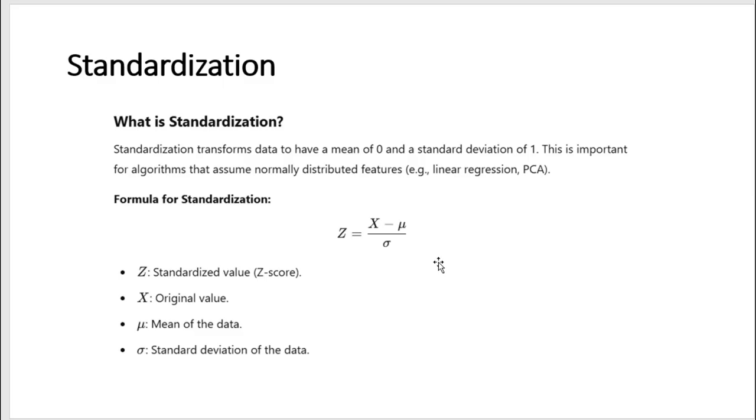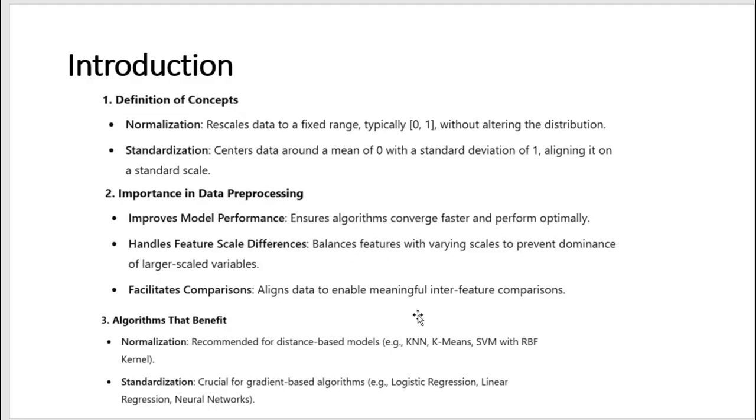What is standardization? Standardization transforms the data to have a mean of 0 and a standard deviation of 1. This is very important for algorithms that assume normally distributed features, for example linear regression or PCA. The formula is very simple. This is the z-score: z is equal to each data point minus the overall data set mean, divided by the standard deviation. So normalization rescales the data to 0 to 1, and standardization centers the data around a mean of 0 and standard deviation of 1.